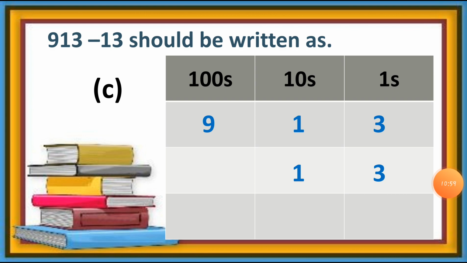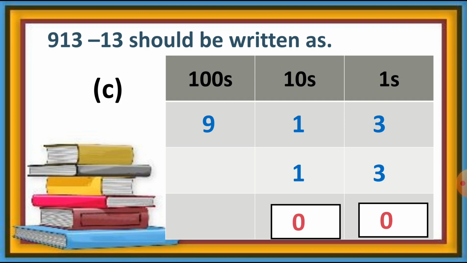Now let's solve this sum, students, with the ones column. So here 3 minus 3, which is equal numbers. So whenever you subtract equal numbers, you will get 0 as the answer. So 3 minus 3 is equal to 0. Then the tens column, again the same, this is an equal number. 1 minus 1 is equal to 0.